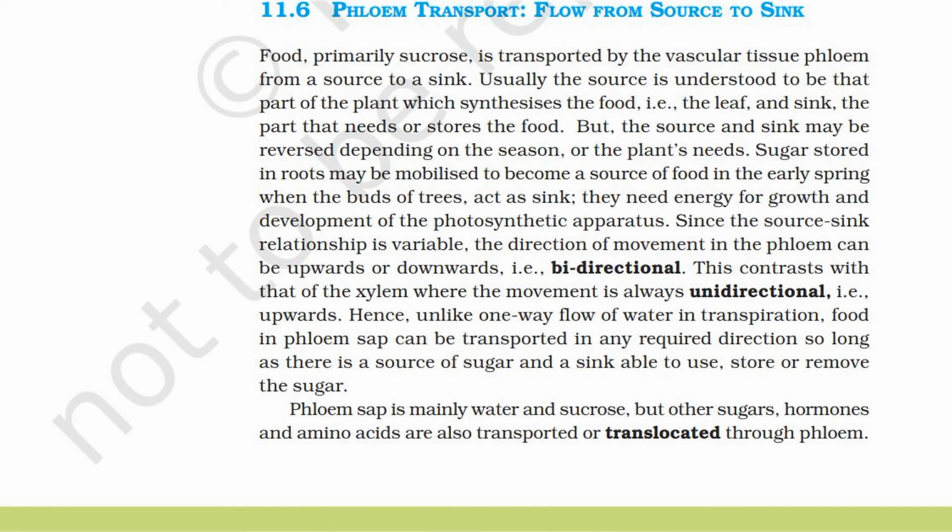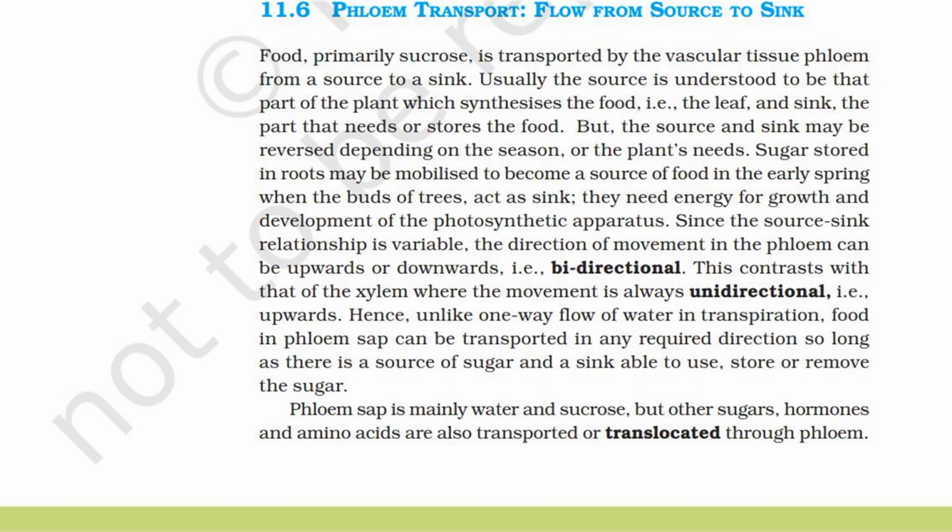Phloem transport, flow from source to sink. Food, primarily sucrose, is transported by the vascular tissue phloem from a source to a sink. Usually the source is understood to be that part of the plant which synthesizes the food, that is, the leaf, and sink, the part that needs or stores the food. But the source and sink may be reversed depending on the season, or the plant's needs. Sugar stored in roots may be mobilized to become a source of food in the early spring when the buds of trees act as sink. They need energy for growth and development of the photosynthetic apparatus.